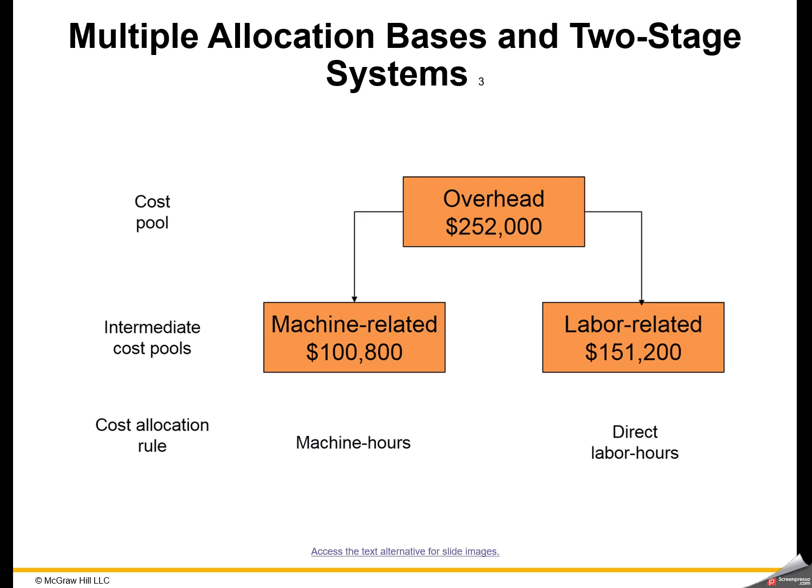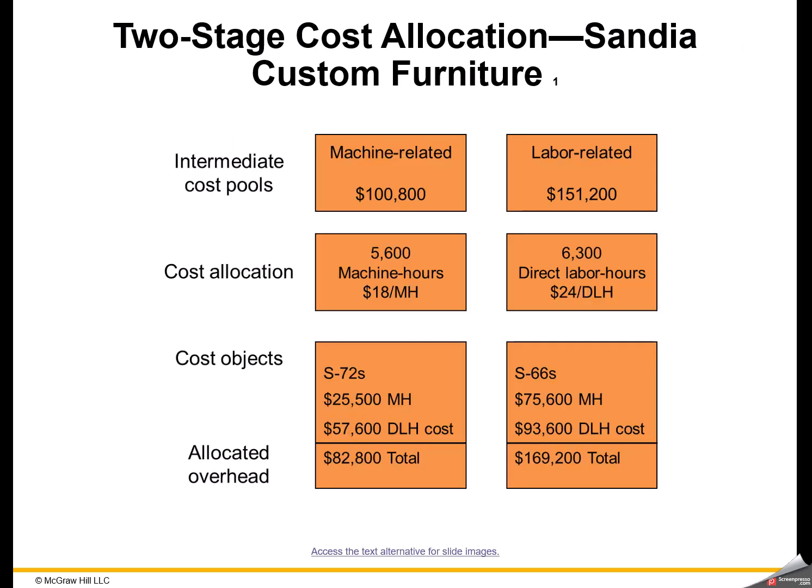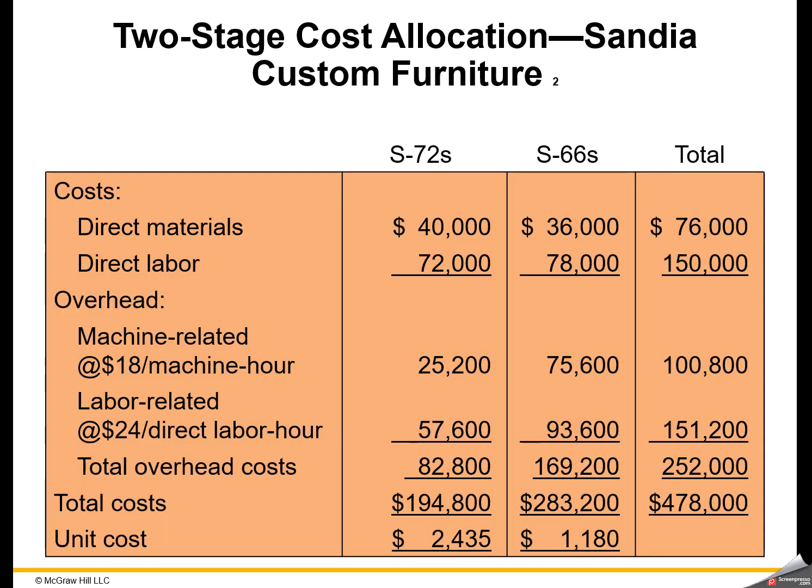We've got our machine-related costs that we'll divide by our total machine hours, and our labor-related costs that we'll divide by our direct labor hours. Then we end up with an $18 predetermined overhead rate for the machine hours and $24 for the labor hours. We will then allocate both of those based on their machine hours and their direct labor hours. It's a little bit more detail, but as you look at this total, it's still the same $252,000. We're just allocating it out in two different cost drivers.